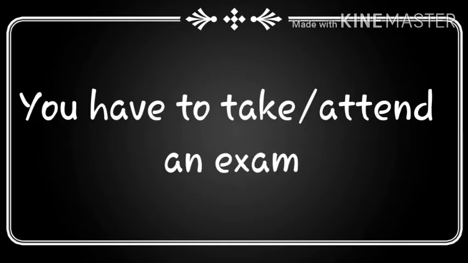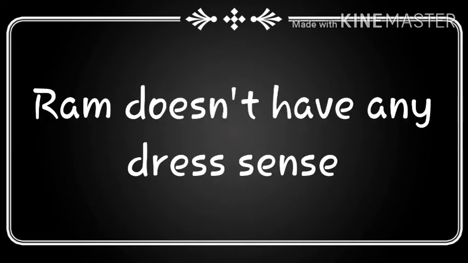Next sentence, you have to give an exam. That is, you are telling a student, you have to give an exam tomorrow. It is wrong. The student has to take an exam or attend an exam. So we have to say, you have to take an exam tomorrow or you have to attend an exam tomorrow. Another usual mistake is we look at someone and say, Ram doesn't have any dressing sense. The dressing sense is wrong. It is dress sense. So we have to say, see what Ram is wearing? He doesn't have dress sense.